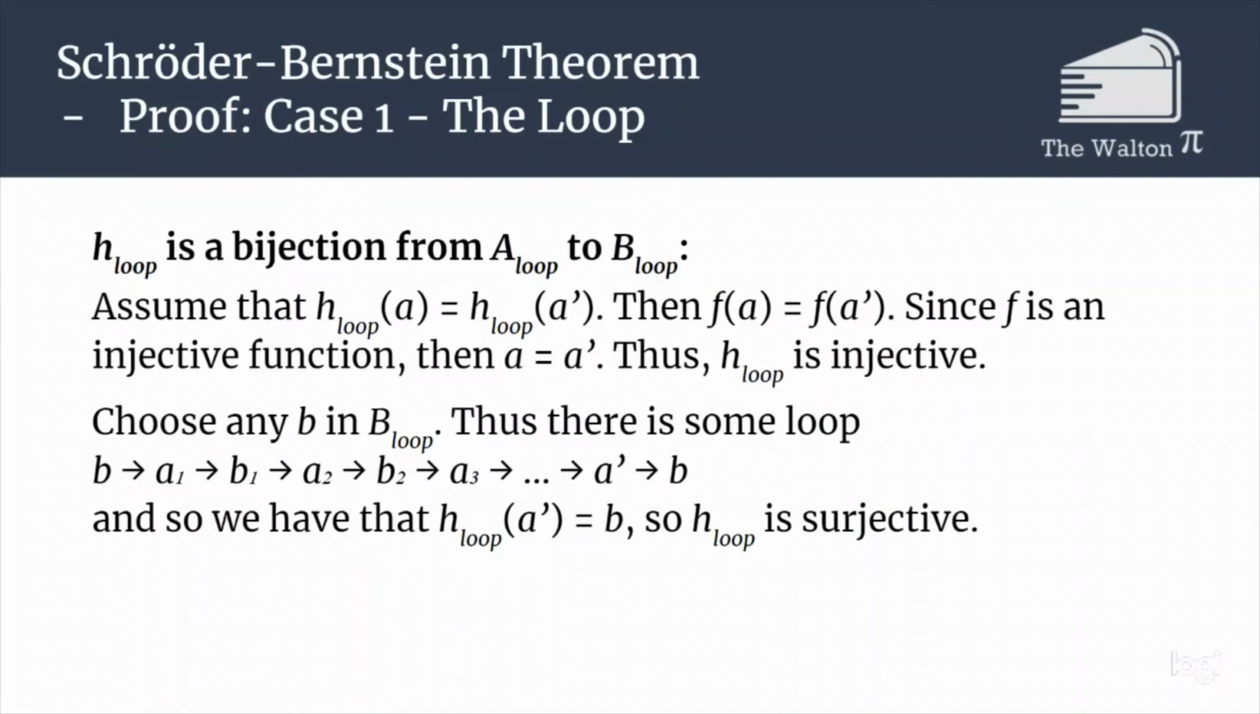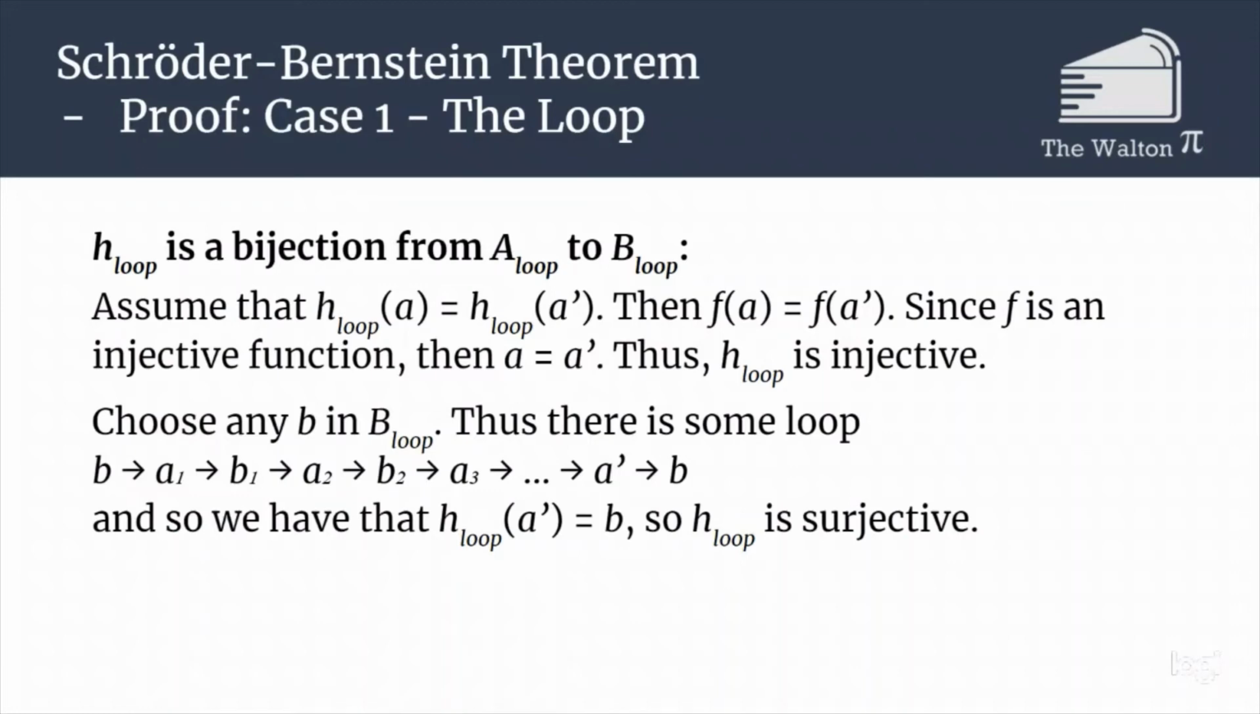So that means that in our loop, the element that comes right before B is some element in A. So we are going to define H loop of A prime to be B. So we have found an element in A that maps to B, so that tells us that H loop is going to be surjective. Specifically surjective and injective on the elements in A loop, where A loop and B loop are the elements that show up in one of these loops. And so that's the proof for H loop being a bijection.